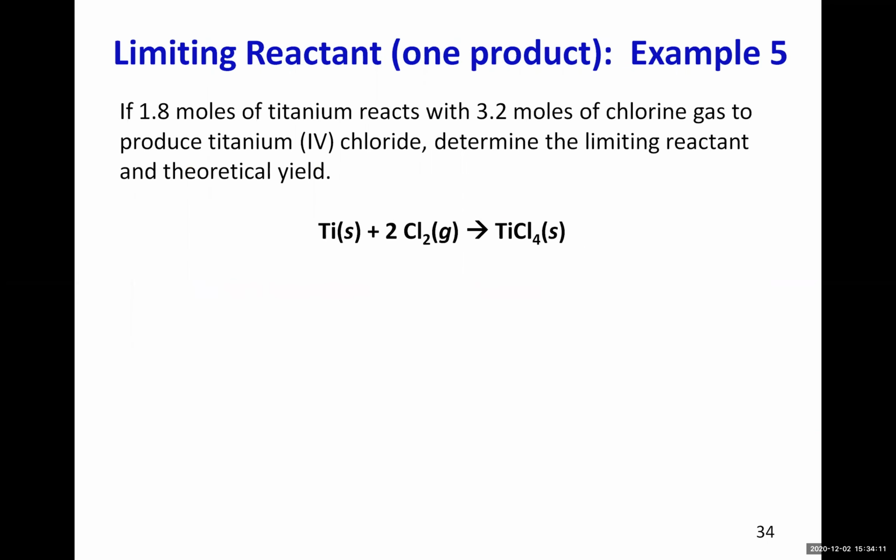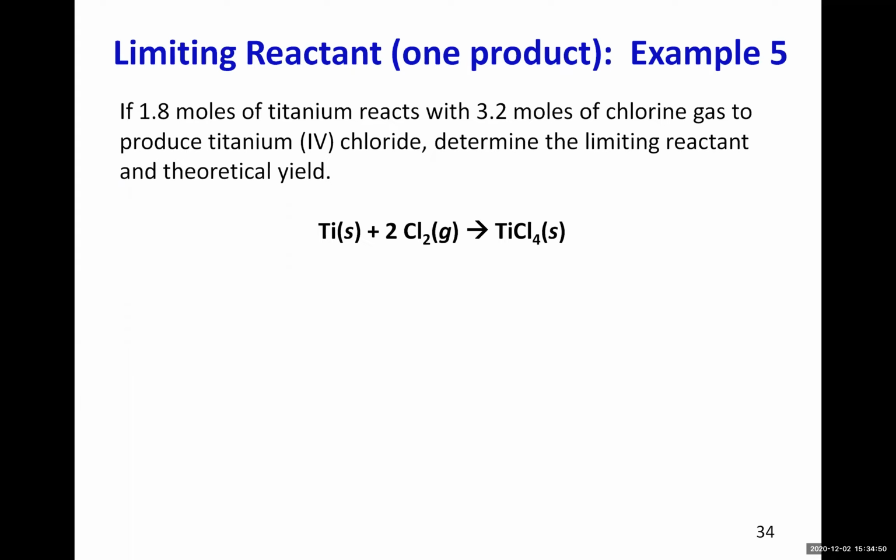So let's look at an example. If 1.8 moles of titanium reacts with 3.2 moles of chlorine gas to produce titanium 4 chloride, determine the limiting reactant and theoretical yield. So you're provided the chemical equation, and it's titanium as a metal, a solid, reacting with the chlorine gas. And there are 2 chlorine gas molecules per titanium reacting together to make the titanium 4 chloride, TiCl4, and that's a solid.